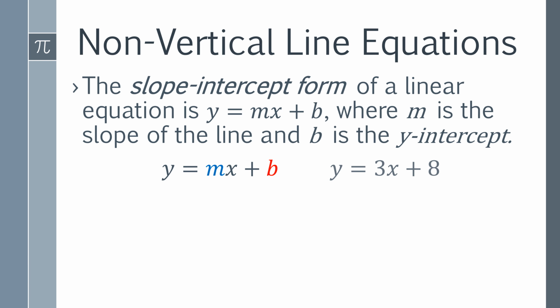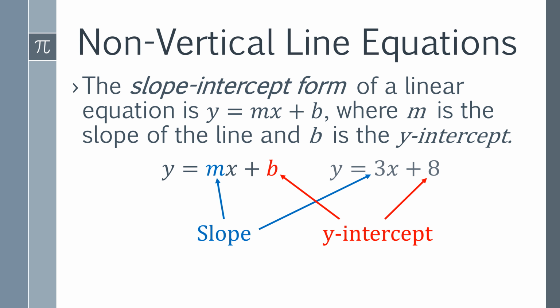Okay, non-vertical line equations. The slope-intercept form of a linear equation is y equals mx plus b, where m is the slope of the line and b is the y-intercept. So in this picture, the slope is m, but in the equation on the right, the slope is 3. The y-intercept is where the line crosses the y-axis, the y value. And in this case, b is equal to 8.